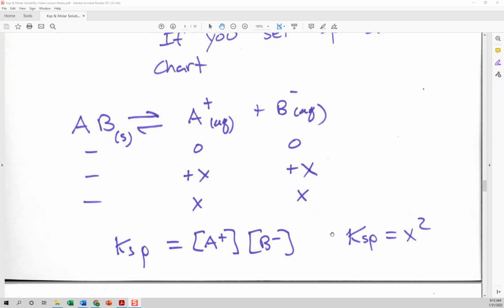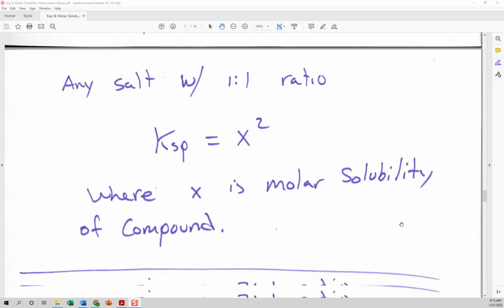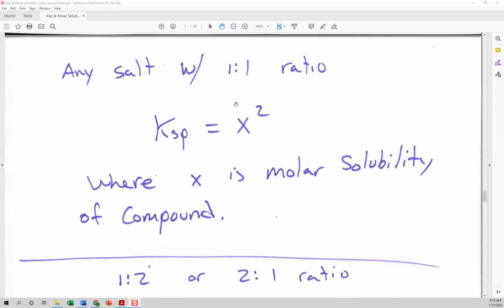So if you were given the KSP of AB, you could plug that in here, solve for X, and now you know the concentration of A plus, you know the concentration of B minus, and you know the molar solubility of the compound. X is the molar solubility of the compound, all right? So any salt with a 1-to-1 ratio, here's our shortcut where X is the molar solubility and KSP is the solubility product. So if I was given X, if I was given molar solubility, I could square it and that gives me the KSP. Or if I was given the KSP, I could take the square root and that'll give me the molar solubility, all right?